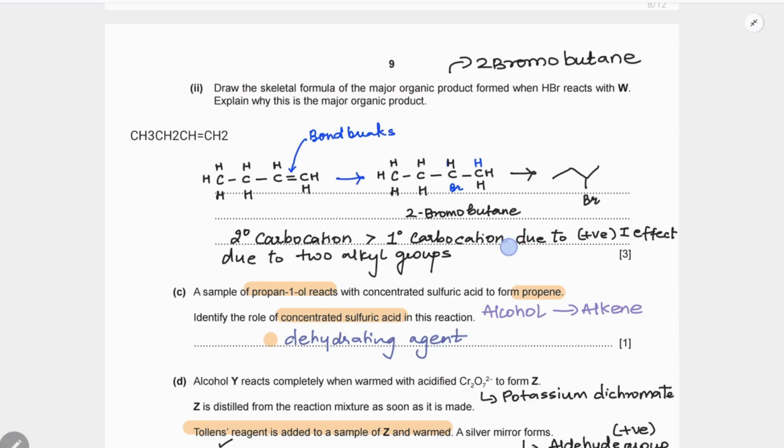So you can also write due to inductive effect. The positive inductive effect, that means there will be 2 alkyl groups attached, which donate the electrons actually.